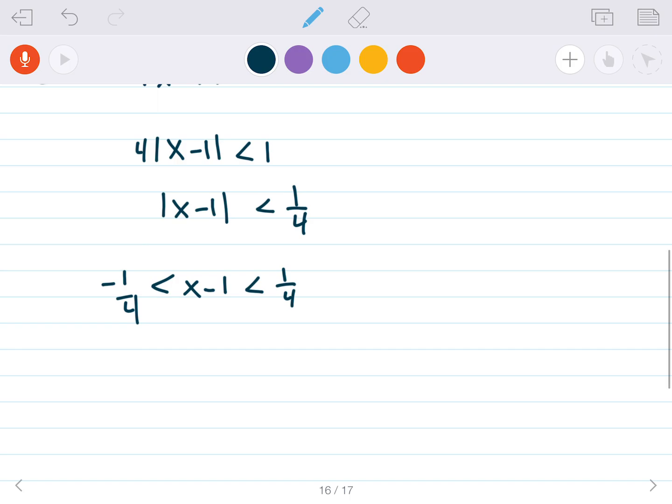And finally, I'm going to add 1 to both sides. So I have x is less than 1 1/4, and x is greater than 3/4.